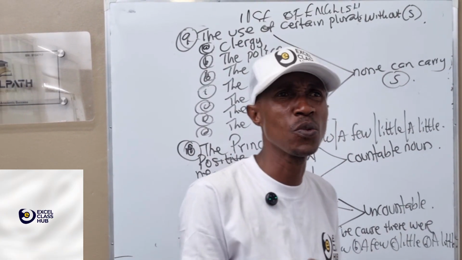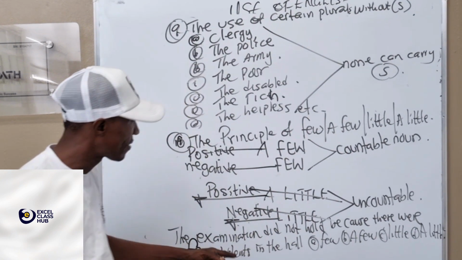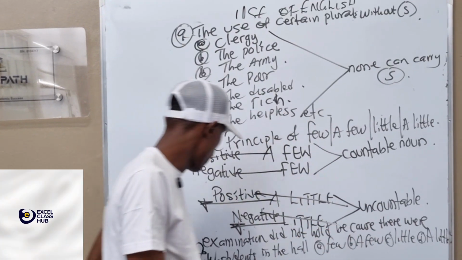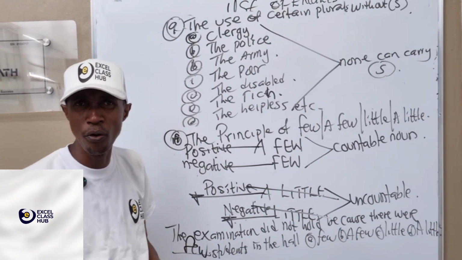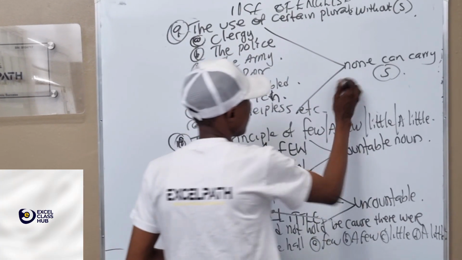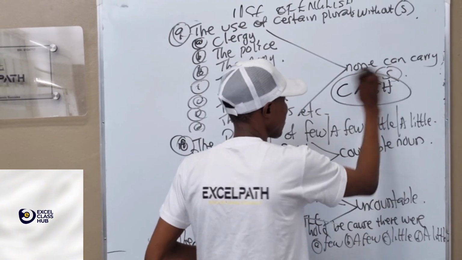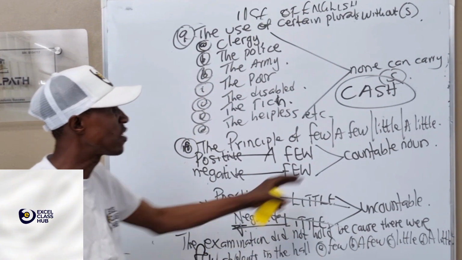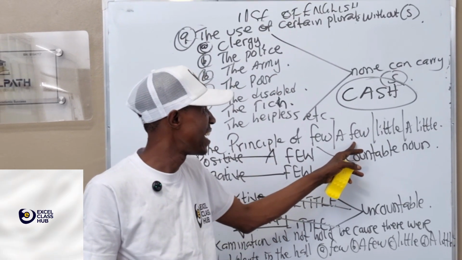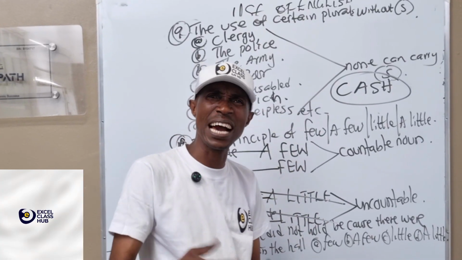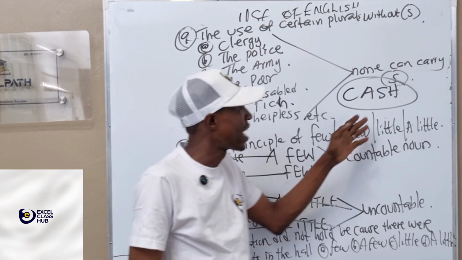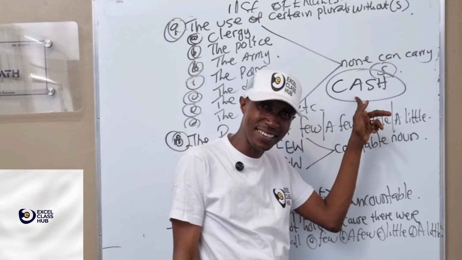The answer goes with what? Few. So the examination did not owe, because there were few students in the hall. Take note of something. Whenever cash is related to these four, take note that cash is a countless quantity. It is cashless, that is, it is countless. You cannot see the end of cash.